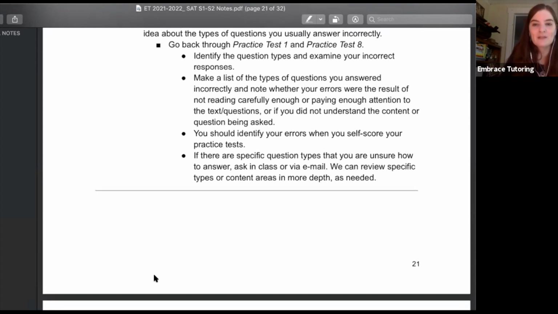Make a list of the types of questions you answered incorrectly every week and note whether your errors were the result of not reading carefully enough or paying enough attention to the text or questions, or if you did not understand the content and the question being asked. The first part, where you're not reading quite carefully enough or not quite paying enough attention, is easier to address than the latter part, which is dealing with content or understanding the question.